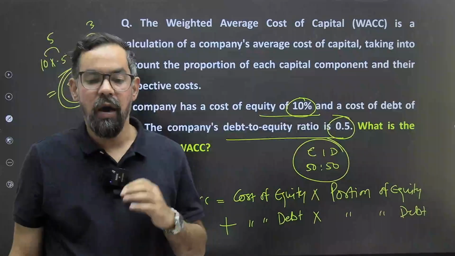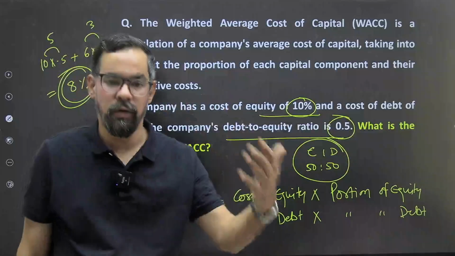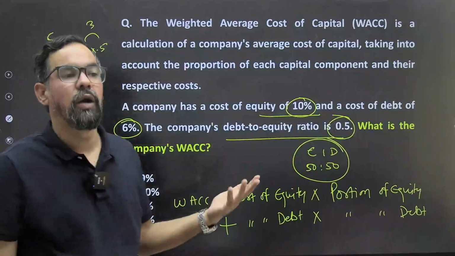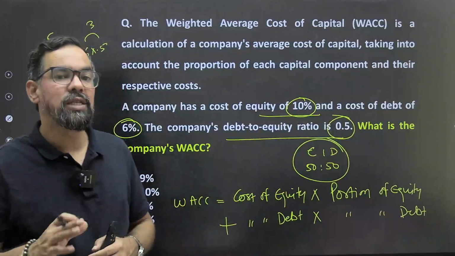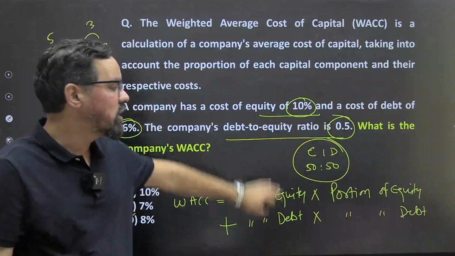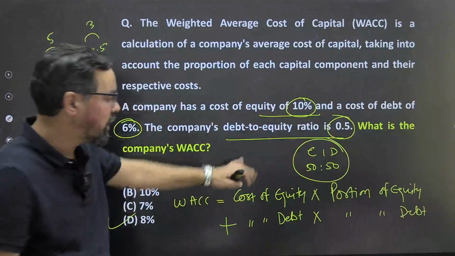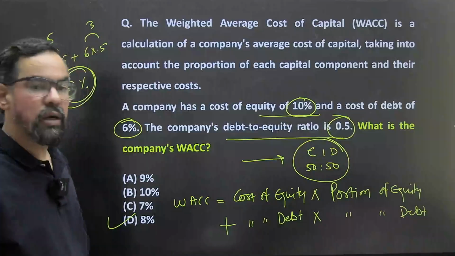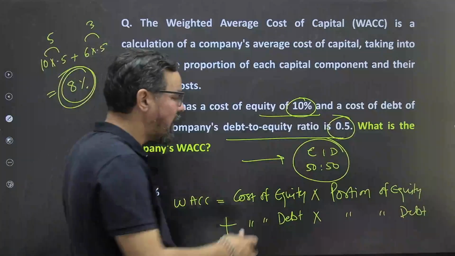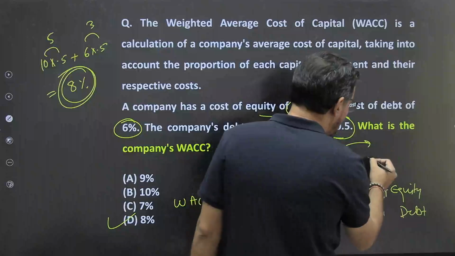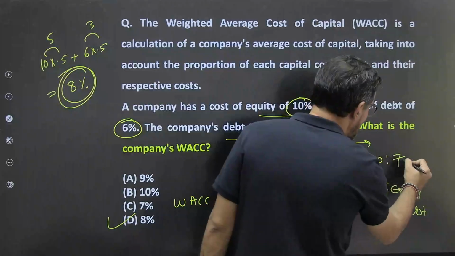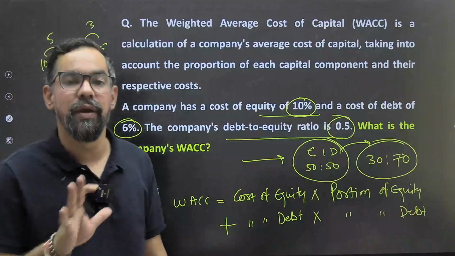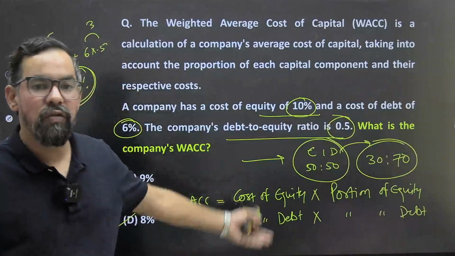Now in the same question they will make some add-ons. This is the situation: after 1 year the company is planning to change their capital structure. Let's say this is your current capital structure. After 1 year the company is planning to change the capital structure to 30:70. So how will it make an impact on the weighted average cost of capital? What will be your correct answer?